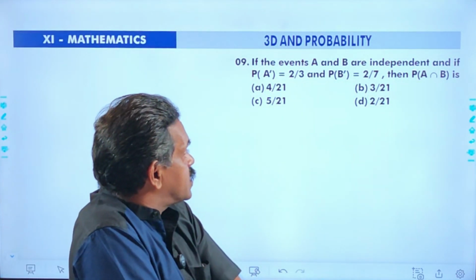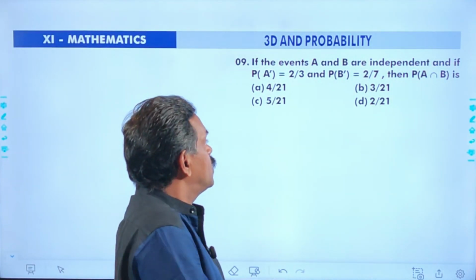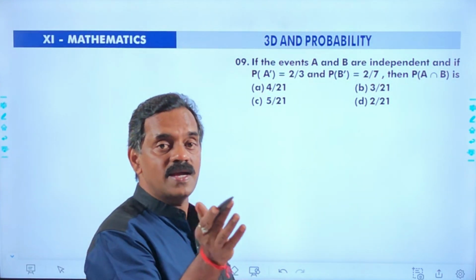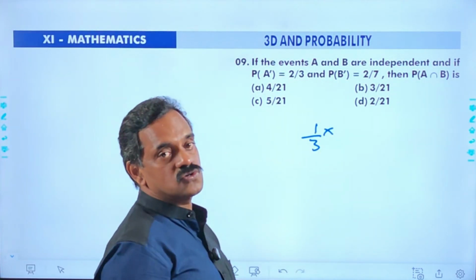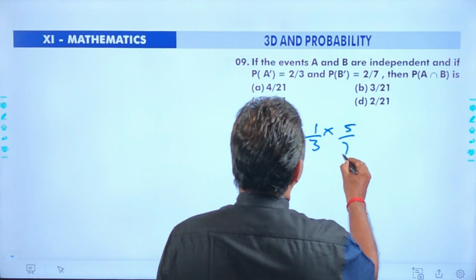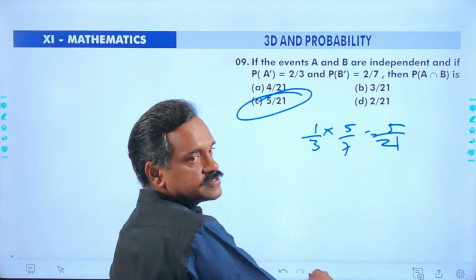So here they are given independent events, so P of A intersection B is P of A into P of B. But they are given P of A dash equal to 2 by 3. So P of A will be 1 minus 2 by 3, which will be equal to 1 by 3. P of B dash equal to 2 by 7, so P of B will be 5 by 7. So the product will be 5 by 21, which is given by choice C, the answer.